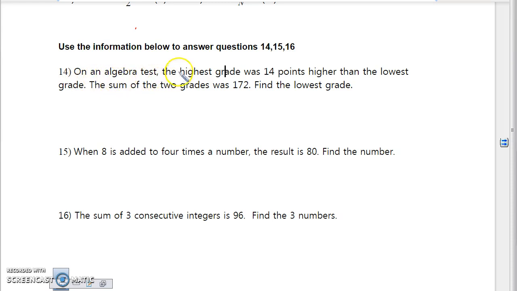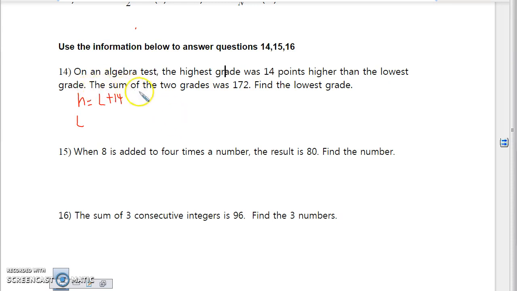On an algebra test, the highest grade was 14 points higher than the lowest grade. So basically you have the highest test, H, and the lowest test, L. And you know the highest grade was 14 points higher than the lowest, so your H is the lowest grade plus 14, because you know it's 14 more than the lowest.